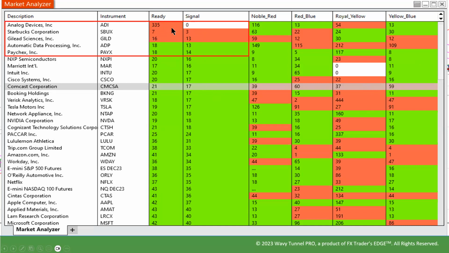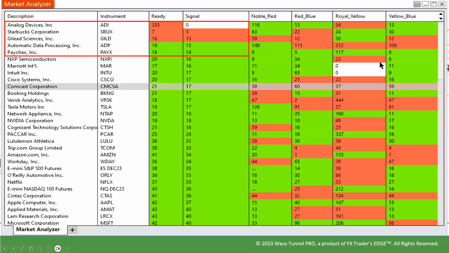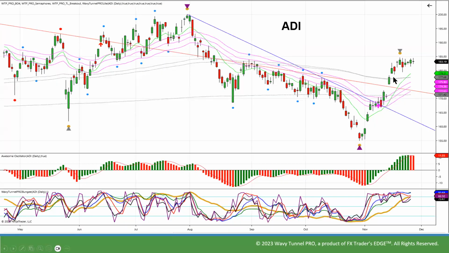Okay. So there were some shorts here and some longs. And this is on NinjaTrader. Looks very, very nice. This is ADI. This is a short. And it hasn't printed, the signal is 0 and it's the ready. It's just about to print ready.